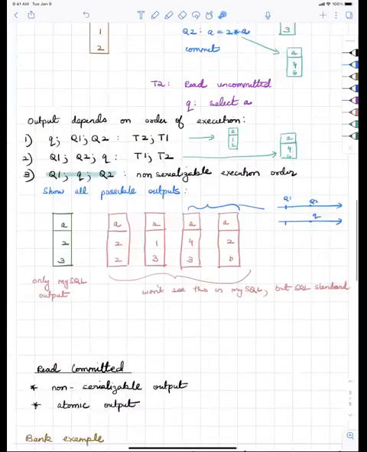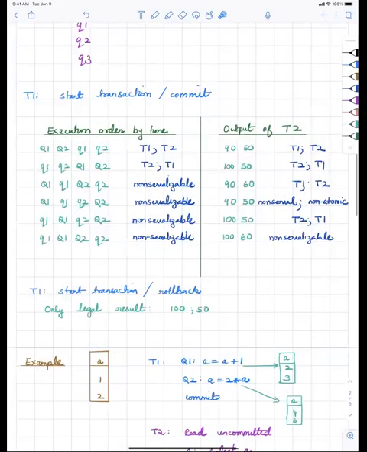Non-atomic is this one, where this happened, but this did not happen. So Q1 happened, but Q2 did not happen. But you do know if it's on one machine, you're guaranteed that Q1 has to happen before Q2. So this one looks like Q1 happened, but Q2 did not happen. So I would say it's non-atomic. It's not so much non-serial as much as non-atomic.